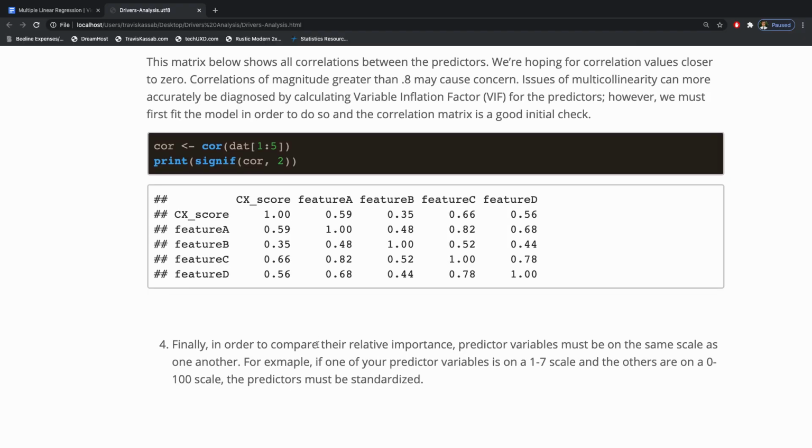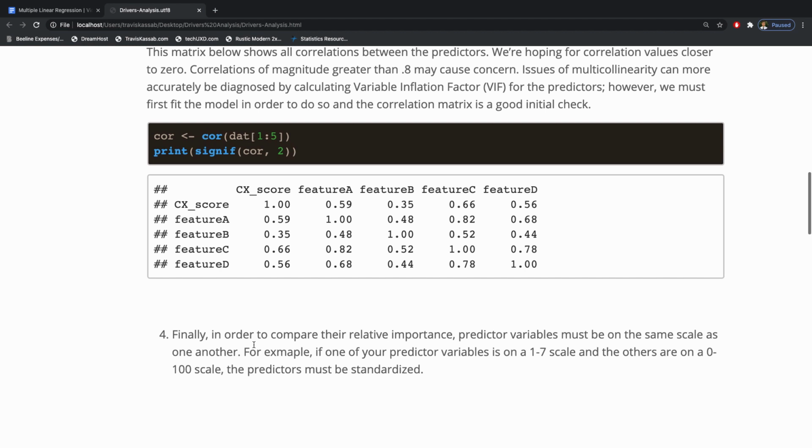Okay, and actually the last assumption here is that all of the predictor variables have to be on the same scale as one another. So if the feature satisfaction ratings were on a scale from 1 to 7, and the customer experience score was on a scale from 0 to 100, this would be a problem. So you want to standardize your predictor variable scales so that you can interpret the model easily at the end of all this. Now we've checked the data and we're ready to actually fit the model.